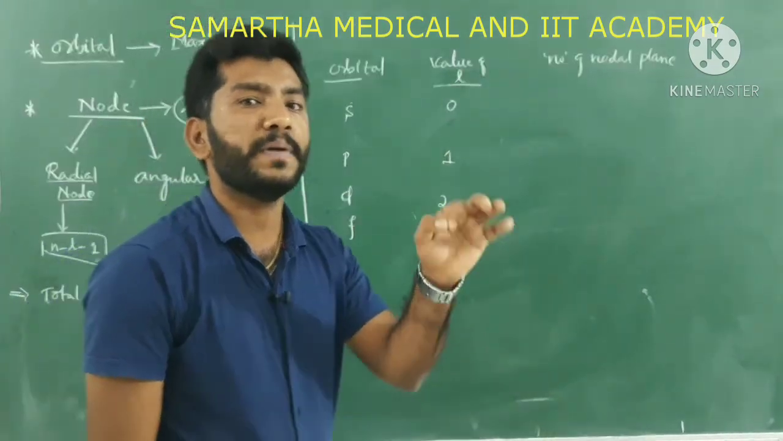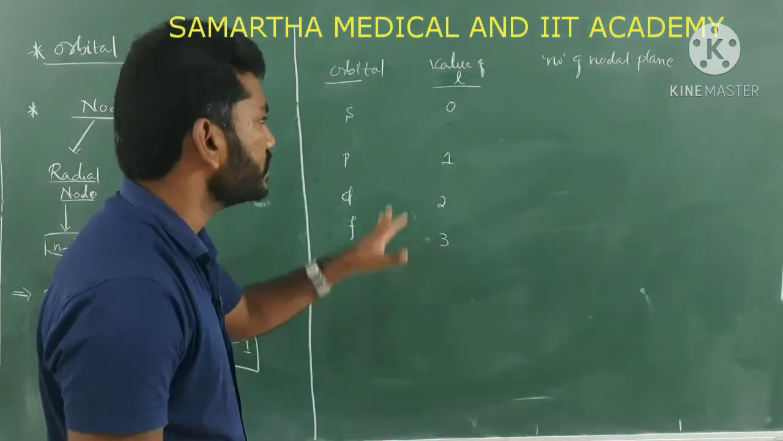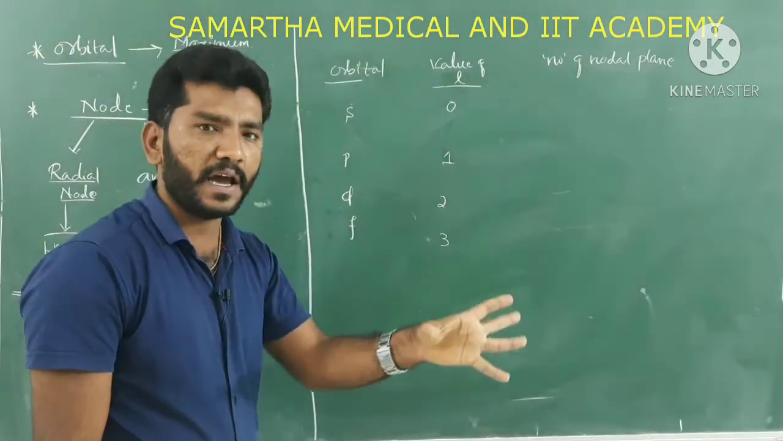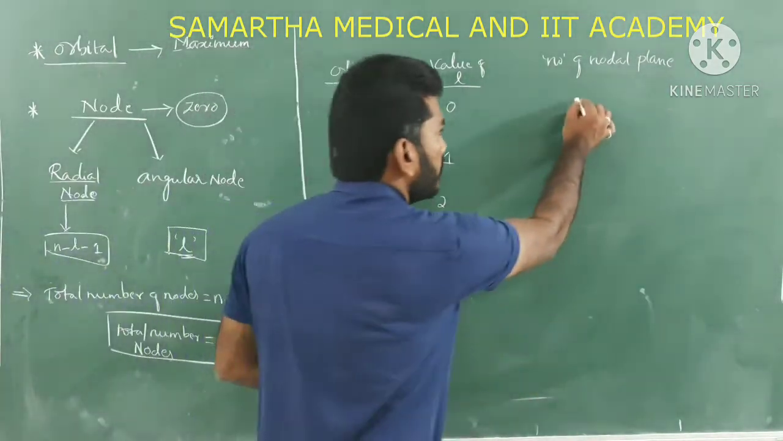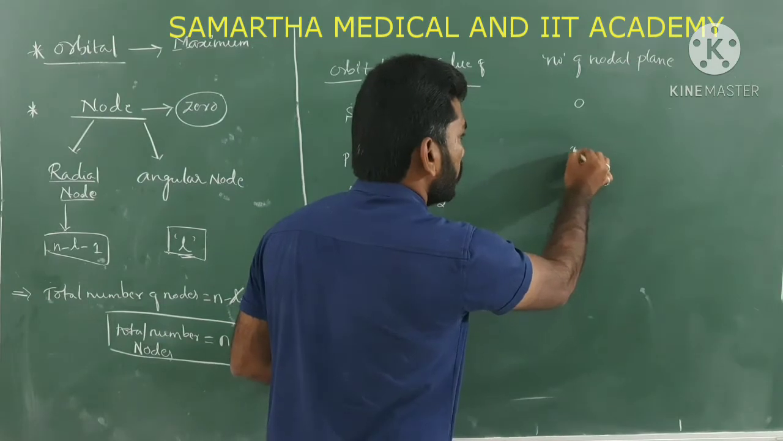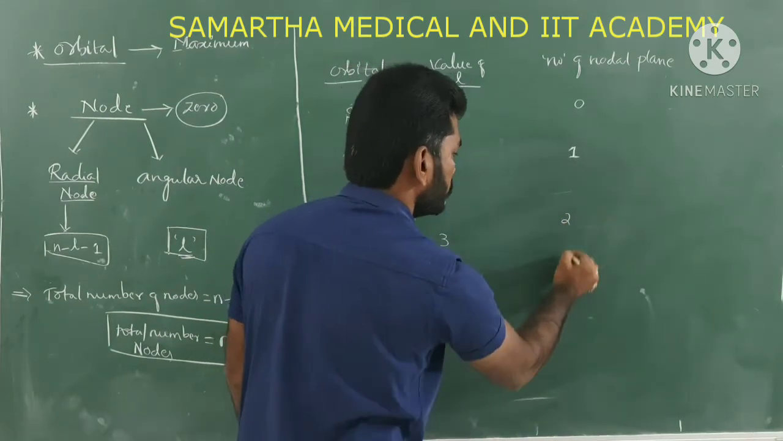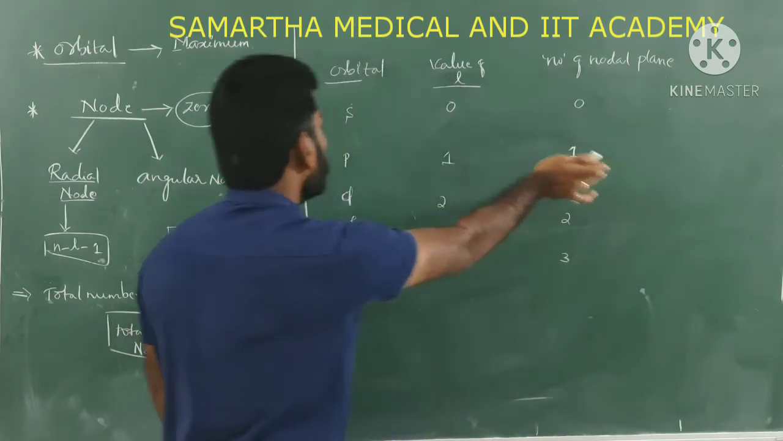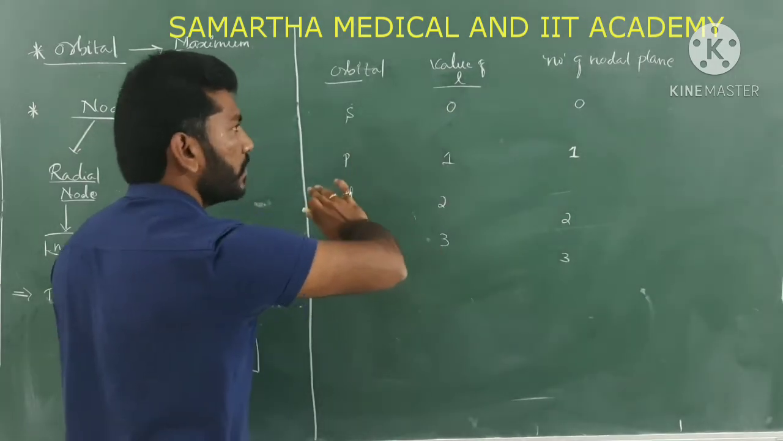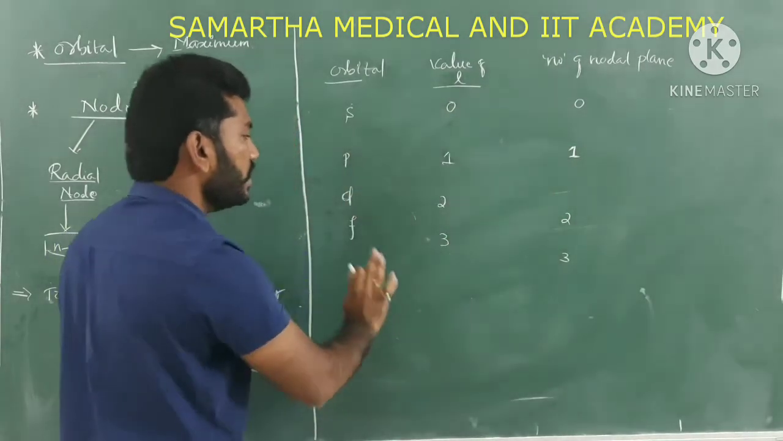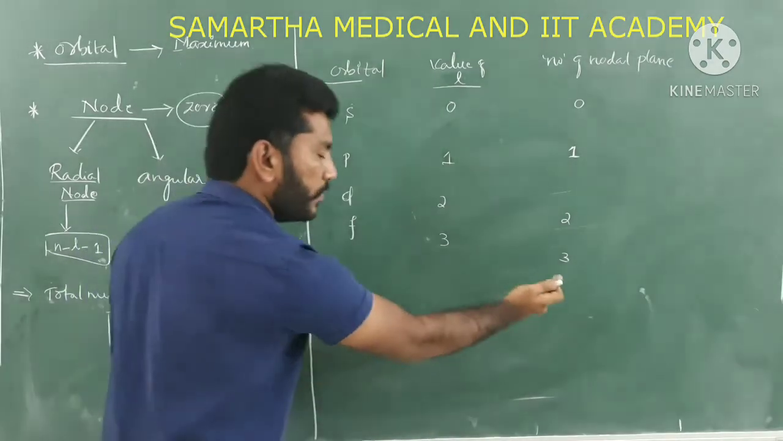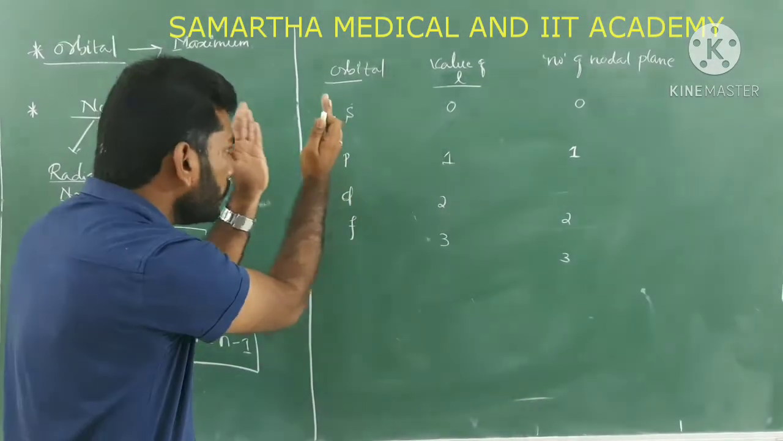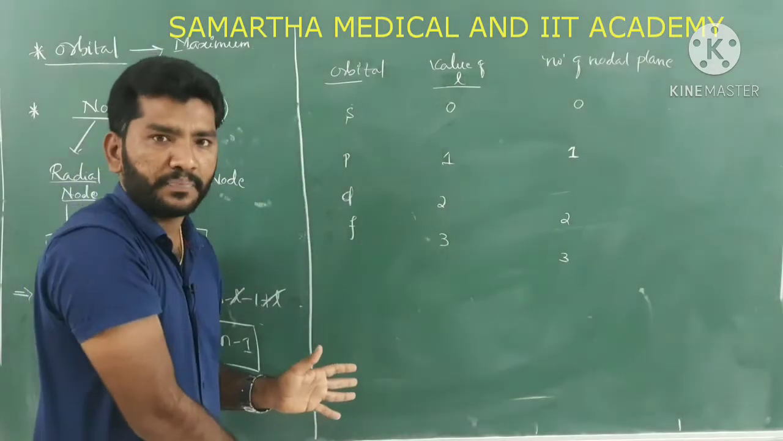The number of nodal planes, meaning where the probability of finding the electron is 0, in the orbitals s, p, d, f, is the same as the value of L, that is 0, 1, 2, 3. The number of nodal planes in s is 0, in the p orbital 1, in the d orbital 2, and in the f orbital it would be 3. This is generally for subshells.